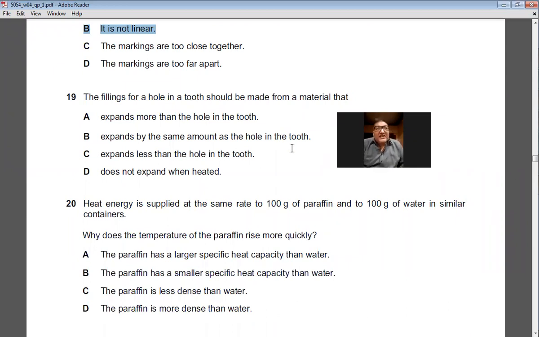The fillings for a hole in a tooth should be made from a material that expands more than the hole in the tooth. So the filling and the tooth should both have the same expansion and the same contraction. Expands by the same amount as the hole in the tooth. That is the right answer, sir.